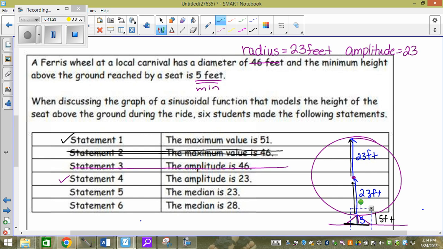Median is just the midline, right? Median value is just the midline without the y equals. How do I get the median? How do I get the middle? Median, midline, what's that a fancy way of saying? Talked about this on a circle. Nope, amplitude is radius. Center. Where does the center of the circle happen at? 5 plus, we're going from the ground, right? 5 plus 23, which is 28.